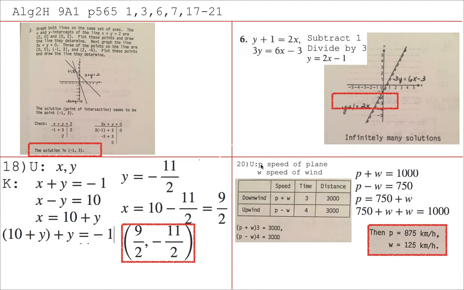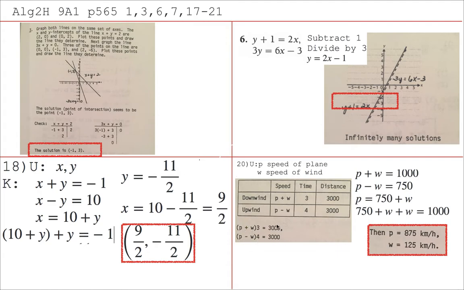Number 20, we don't know what the speed of the plane is or the speed of the wind, so I'm going to use P and W. That's actually what the textbook's answer solution chooses. Distance equals speed times time, or rate times time. And then relating these two together, you see that you have to multiply. So (P plus W) times 3 is that, and then (P minus W) times 4 is that.